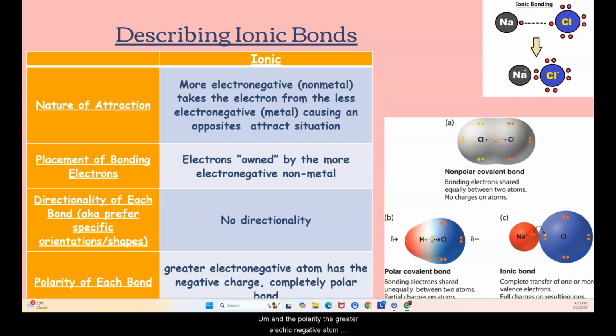And the polarity: the greater electronegative atom has a negative charge. It's a completely polar bond, which means it is an ionic bond. It completely removes the electron from one atom to the other.